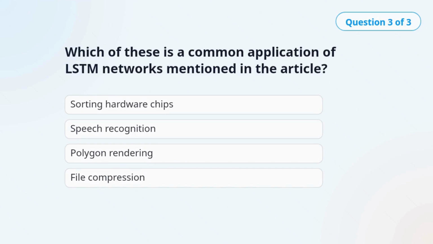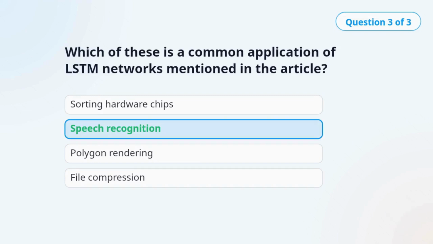Question 3. Which of these is a common application of LSTM networks mentioned in the article? The correct answer is speech recognition. The article highlights speech recognition as one of the major successful applications of LSTM-based models.